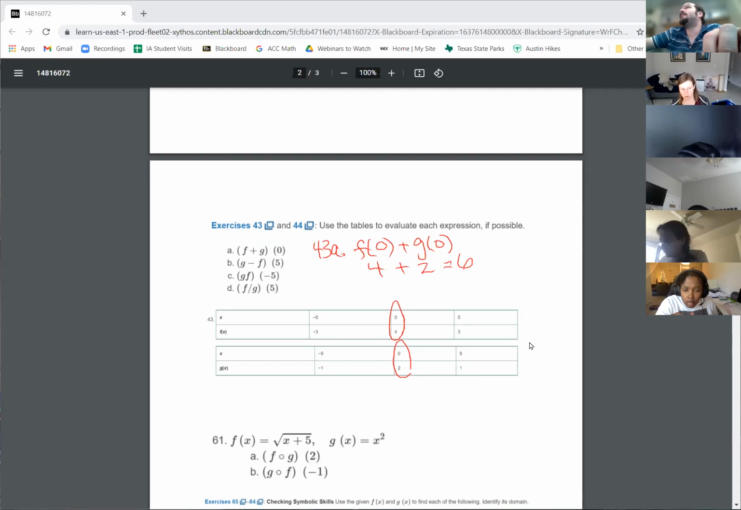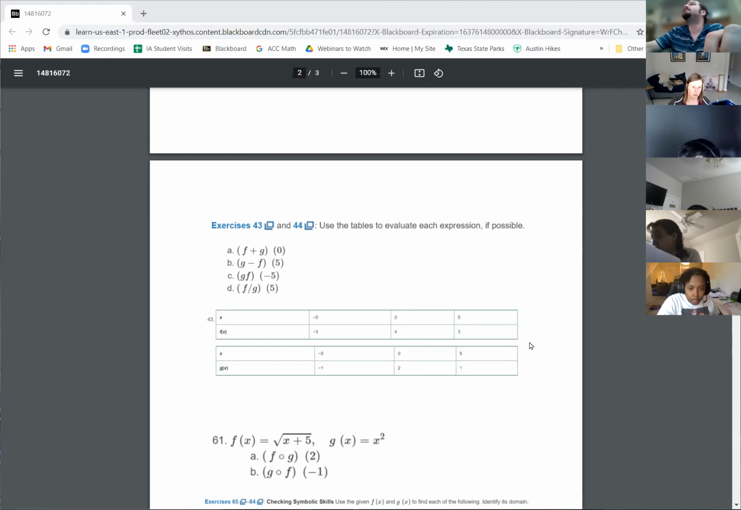And then y'all can do the other ones. I want to make sure we have a couple minutes for the composition. So you're going to do the same process for B, C, and D, except you're going to look for 5, -5, and 5. So those are pretty quick. You just have to know how to read it from the table.